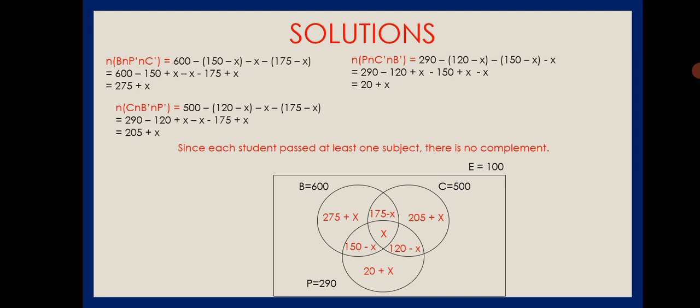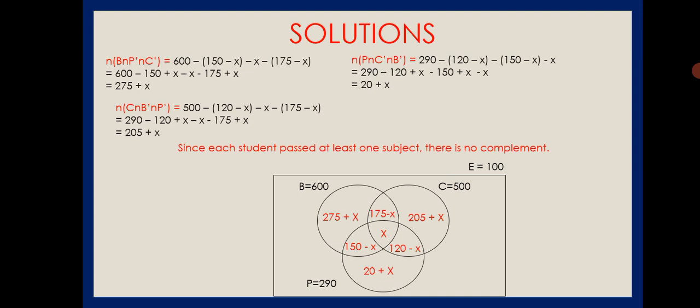We are left with physics only. To calculate for physics only, it's going to be the number of P intersection C complement intersection B complement, which is equal to 290 minus 120 minus x minus bracket open 150 minus x bracket close minus x. 290 minus 120 plus x minus 150 plus x minus x. 20 plus x becomes our answer for students who passed or who sat for the physics paper.